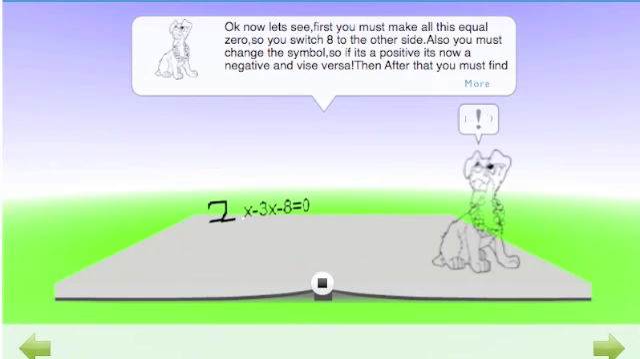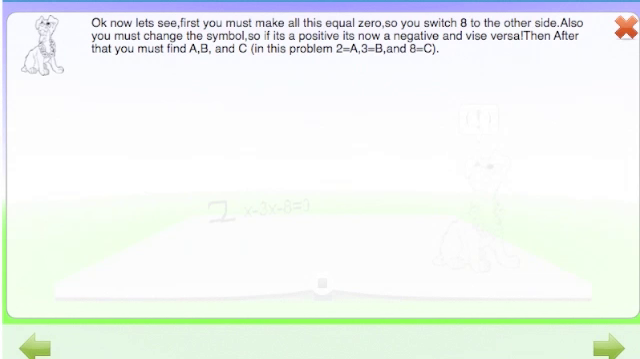Okay, now let's see. First you must make all this equal 0, so you switch A to the other side. Also, you must change the symbol, so if it's a positive, it's now a negative, and vice versa. Then after that, you must find A, B, and C. In this problem, 2 equals A, 3 equals B, and 8 equals C.